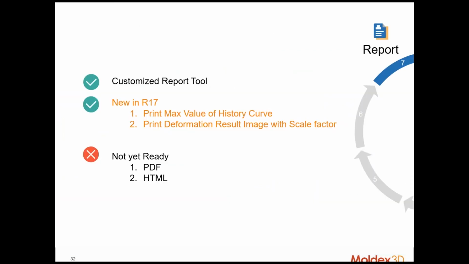And then the reporting function. So we still have our reporting tool. Some of the new features that are going to be in R17 that are currently not in the current version of Studio are being able to print out the values, the max value of history curves, and also the deformation result with the scale factor.